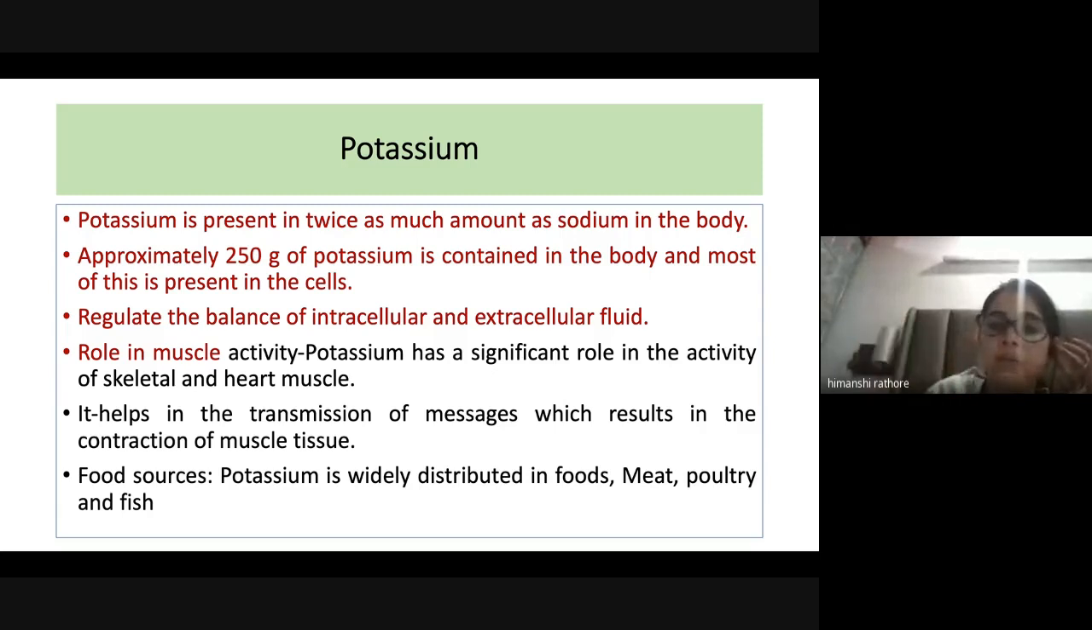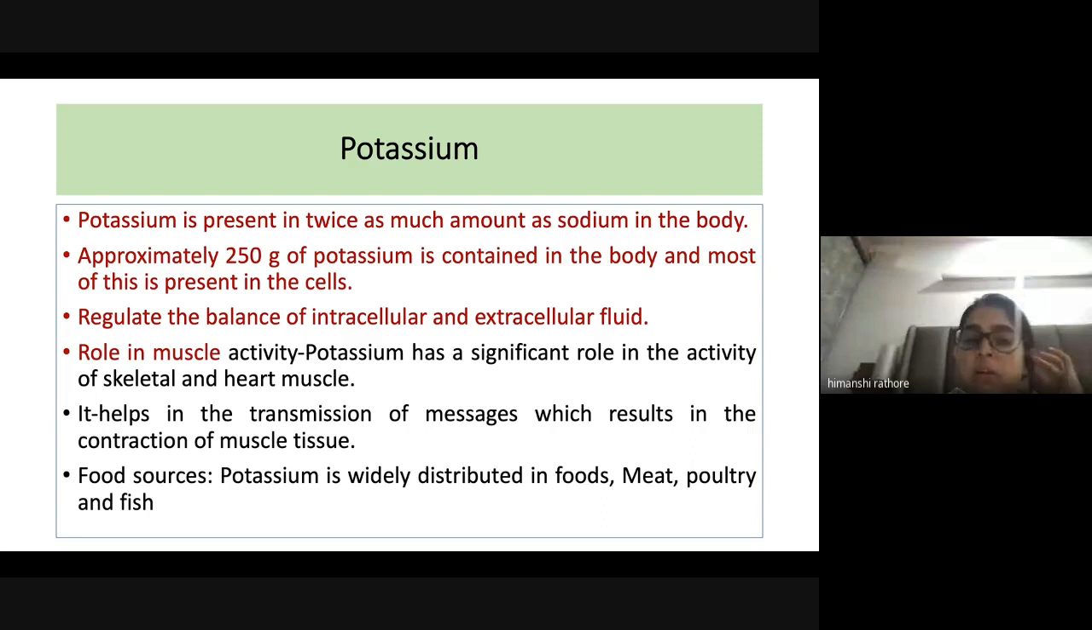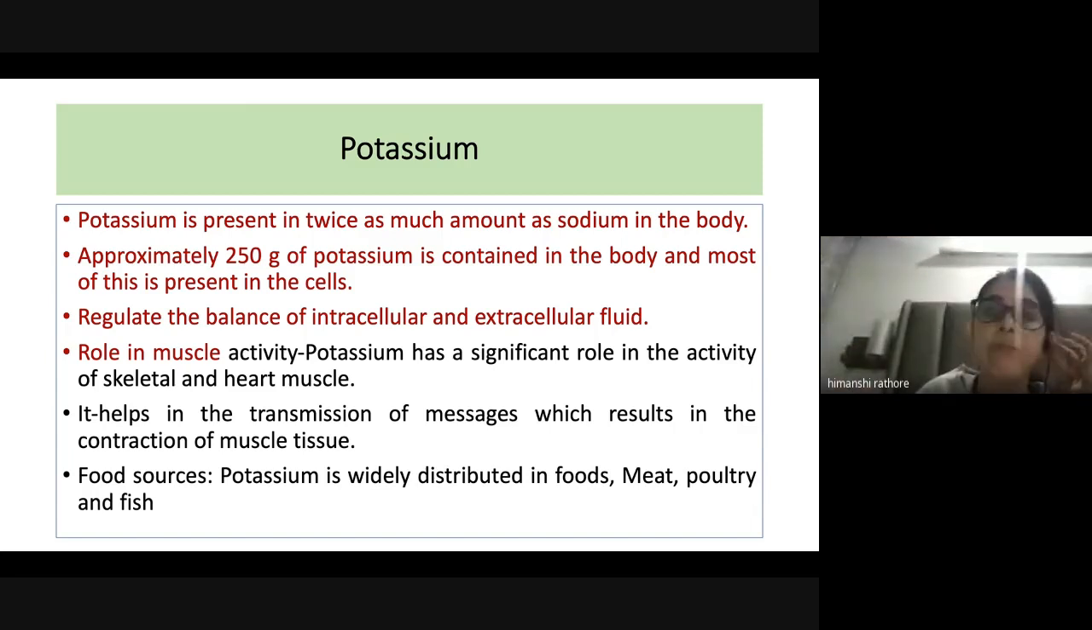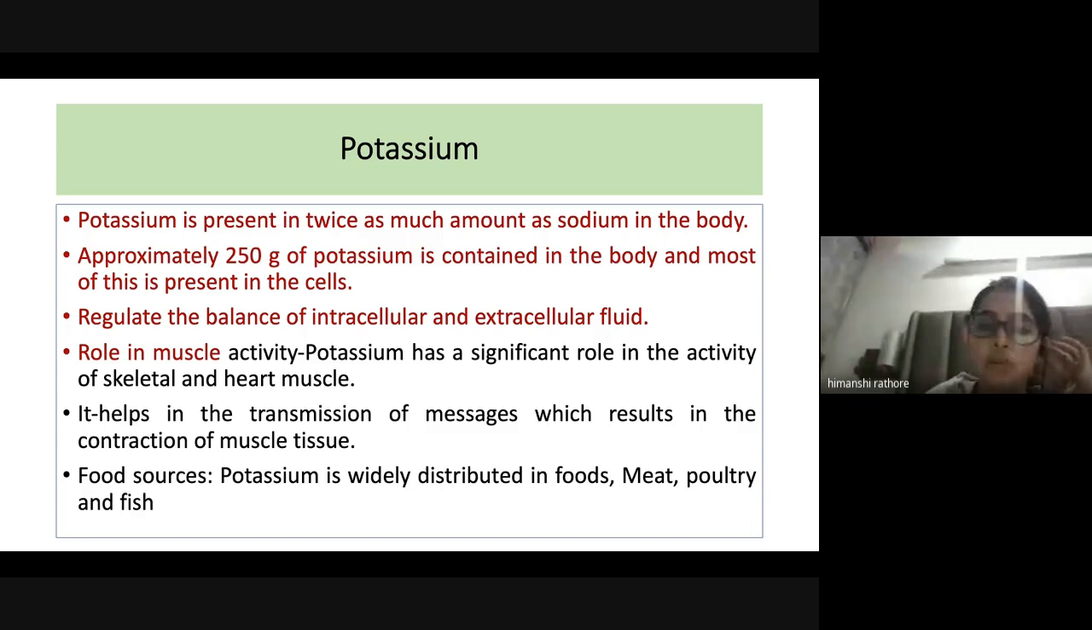So maintaining the balance of the fluid is a common function that these three minerals perform: sodium, chloride and potassium. And sodium and chloride also perform other functions apart from balancing the fluid, like balancing the body temperature. Potassium plays an important role in muscle activity. Again, like sodium, it also helps in the transmission of messages, because they are present in fluid, and fluid is present all over our body. So they also help in signaling messages from one tissue to another tissue.